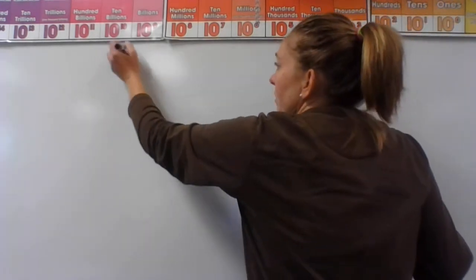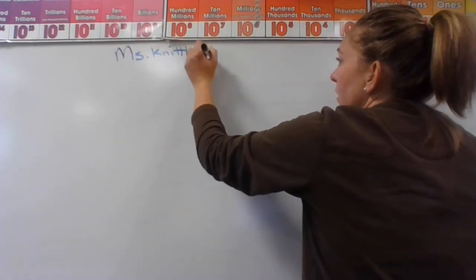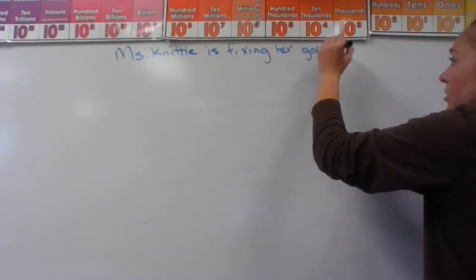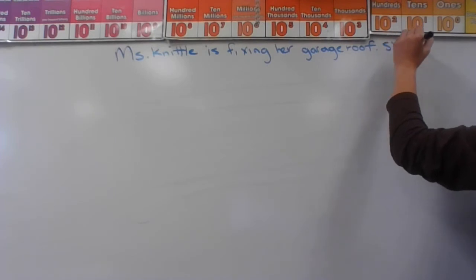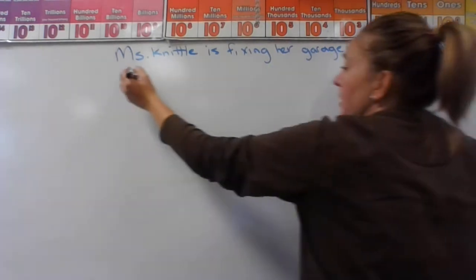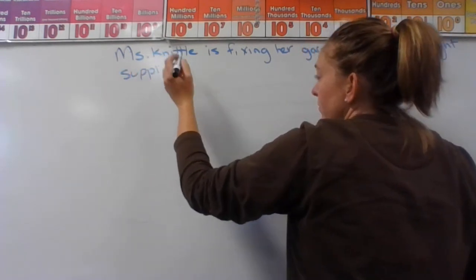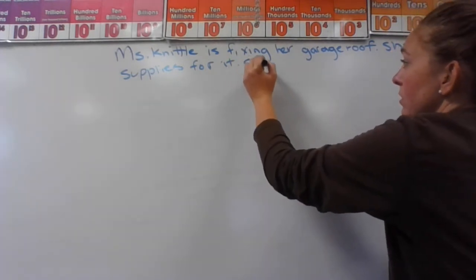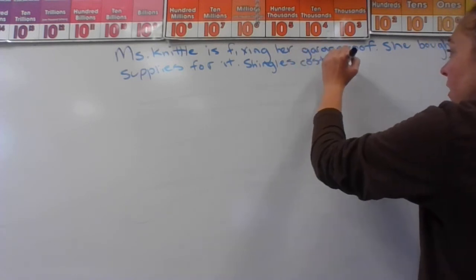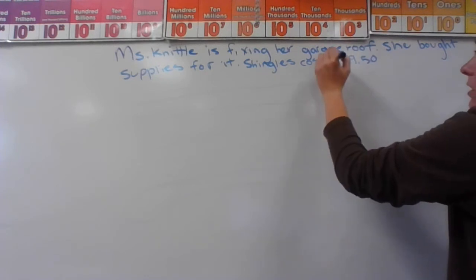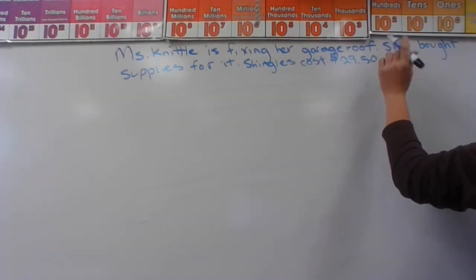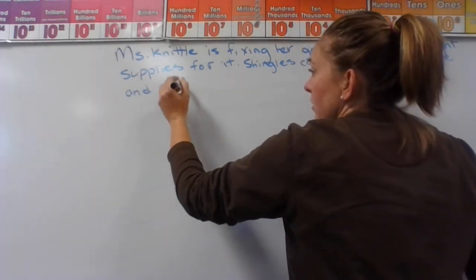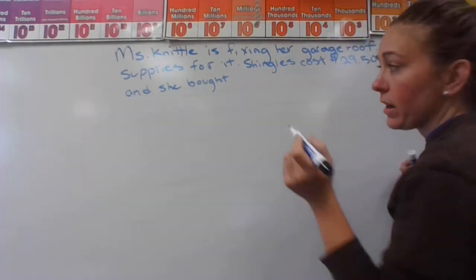So we've got Miss Knittle is fixing her garage roof. She bought supplies for it. Let's see. So the shingles cost about 29. Let's say $29.50 per package. And she bought six packages.